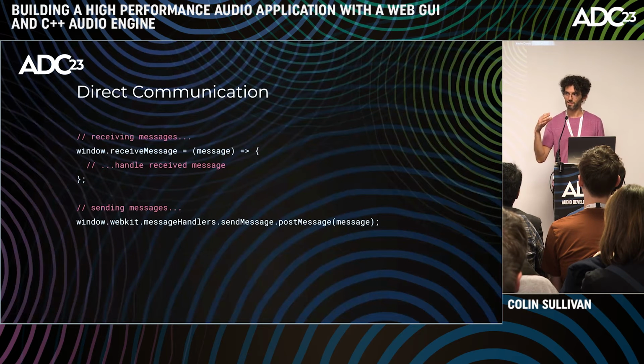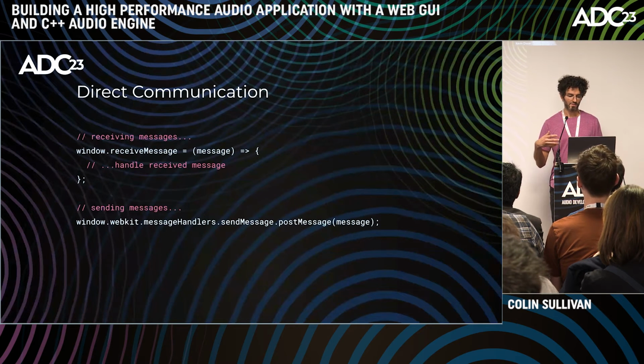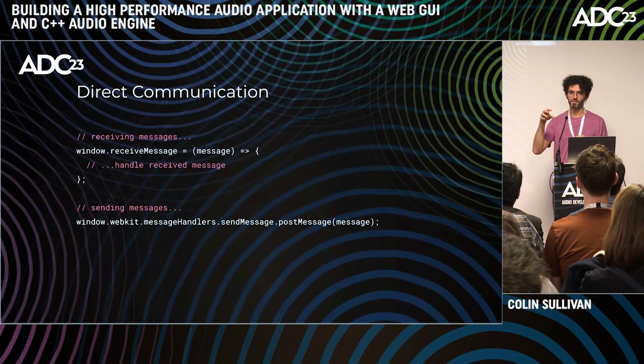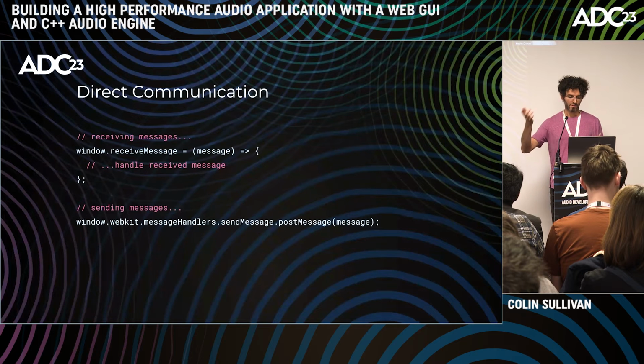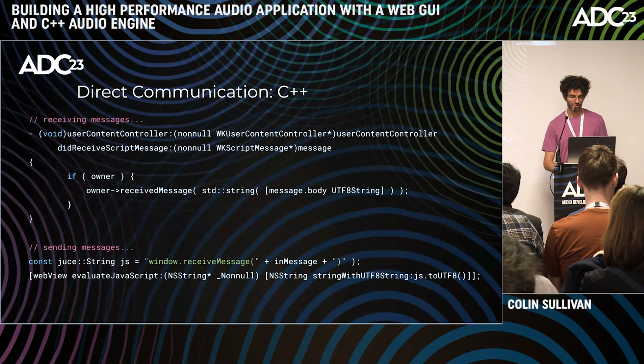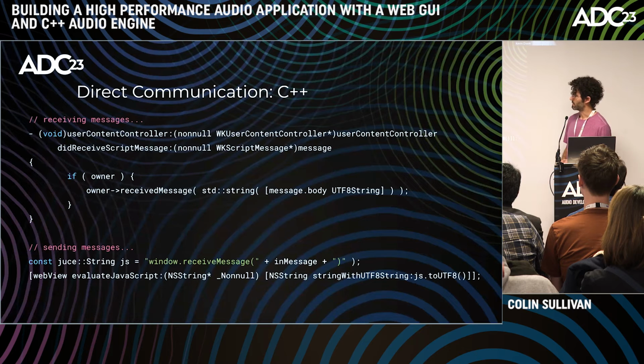Web devs will instinctively notice this window dot syntax is controversial. Window is this global object, and you're mucking around with it. It's generally considered bad practice. In this case, it's a convenient way to inject these methods so the C++ side can send messages to the web UI. So window.receiveMessage effectively is a function that is called from the C++ side. So let's look a little bit at how that works.